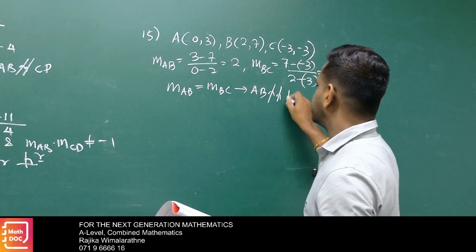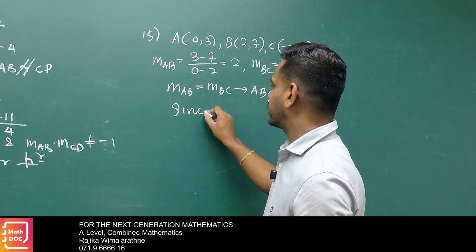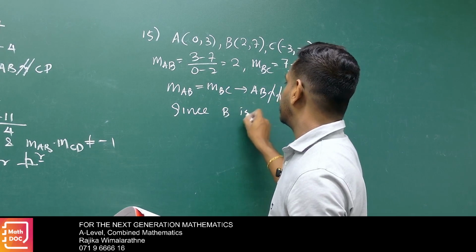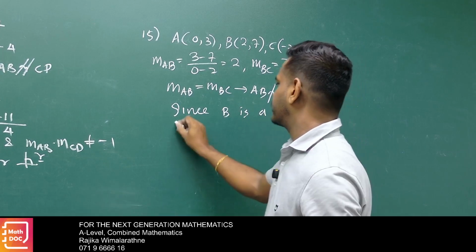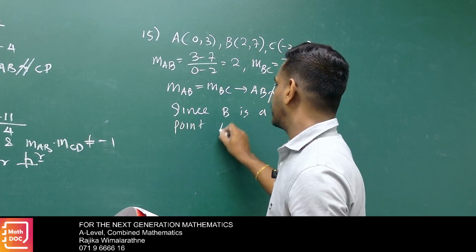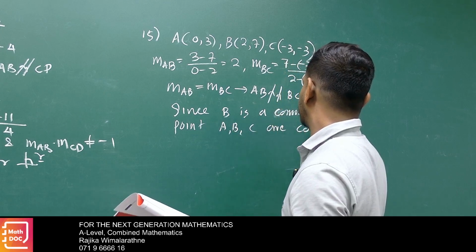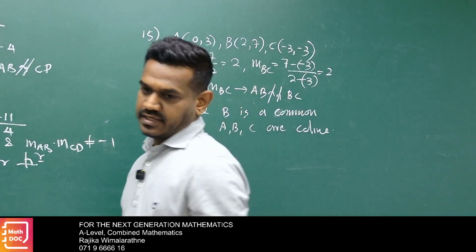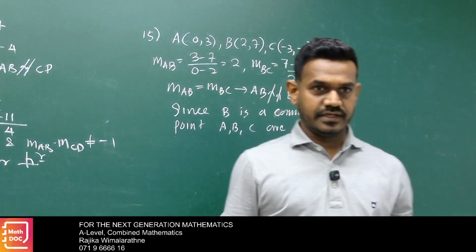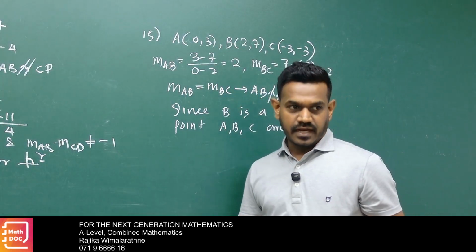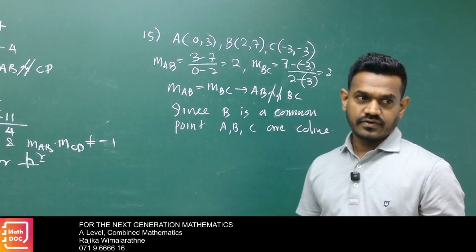AB is parallel to BC. Since B is a common point, A, B, C are collinear. You have to check the gradient there. So with a common point, the same gradient means collinear. When two gradients are the same, the lines can be parallel or collinear. So here the gradients are the same with a common point.